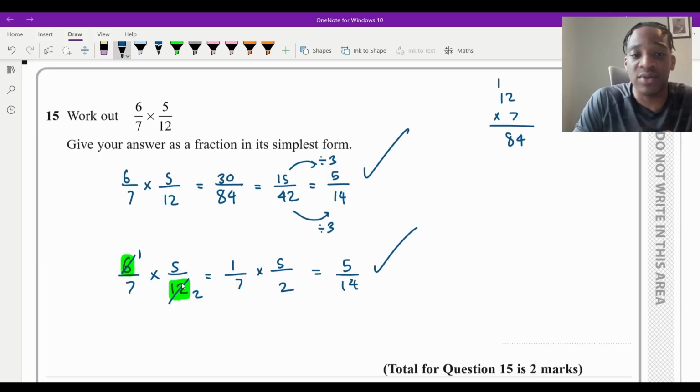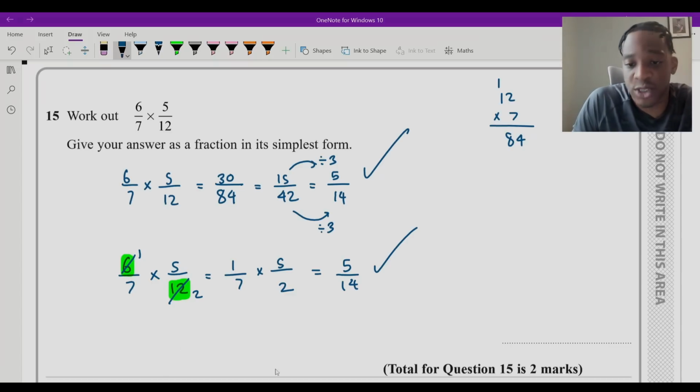But it just depends, completely up to you what you prefer. I know a lot of my students prefer doing the top way, which is absolutely fine. I just thought to show you both just in case. But yeah, that's question 15, finished.